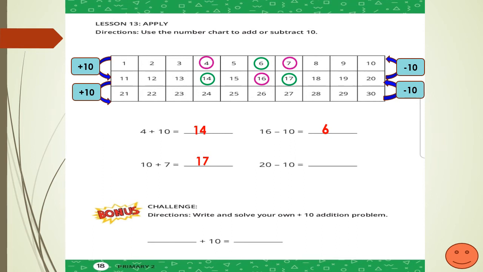20 minus 10. Mark 20. If we are subtracting, look up. So the result is 10. So 20 minus 10 equals 10.